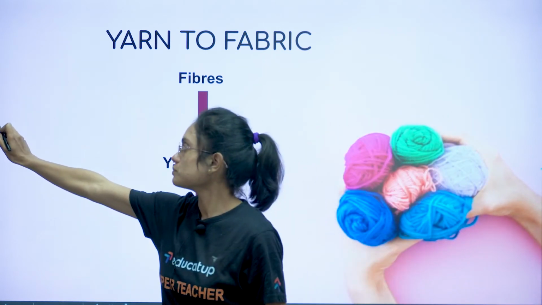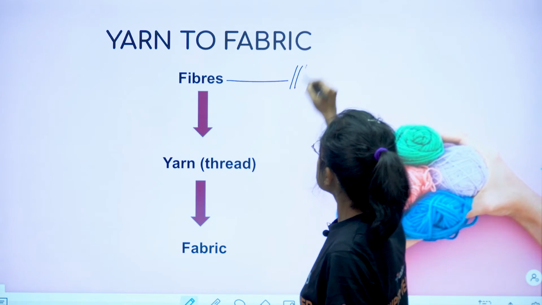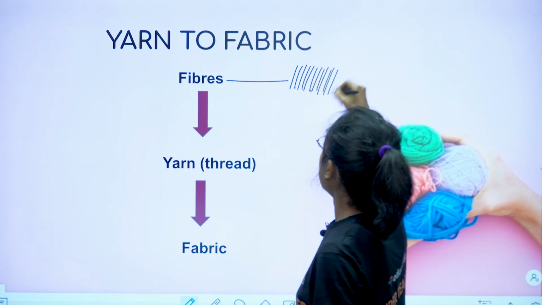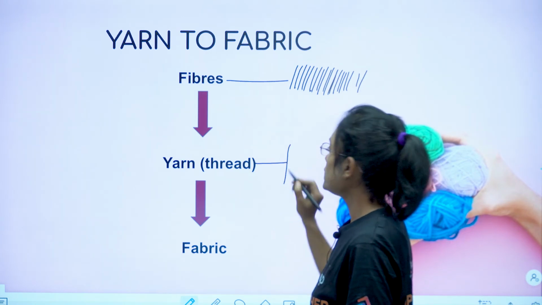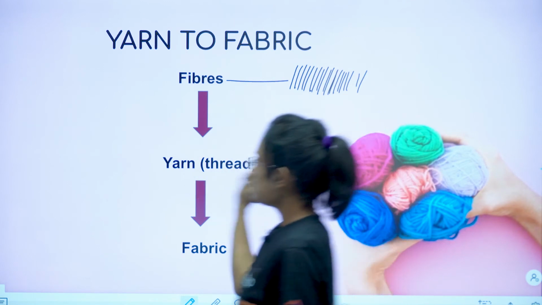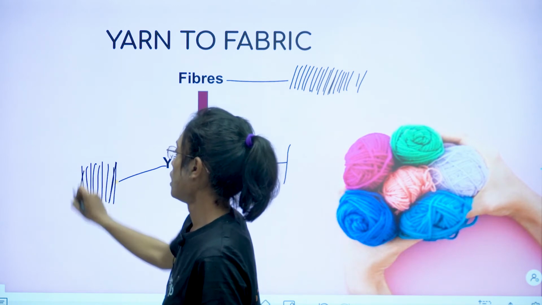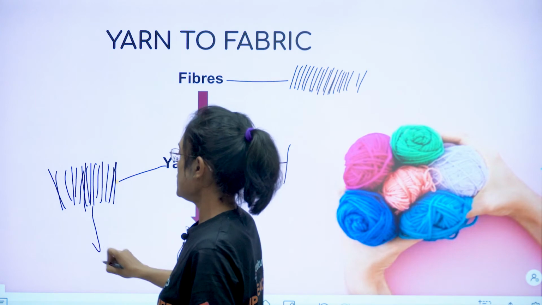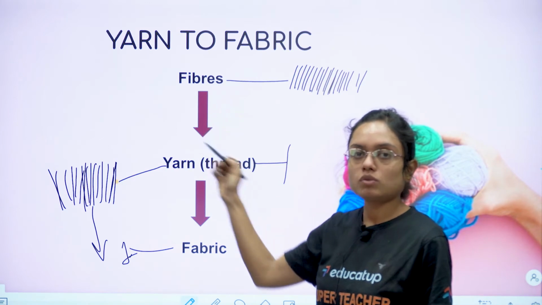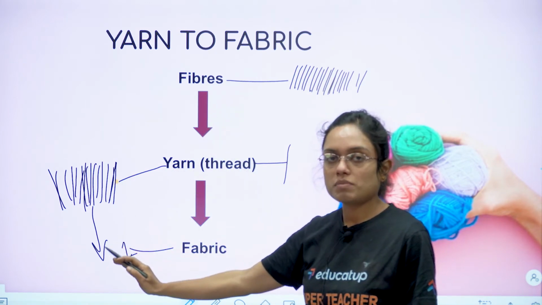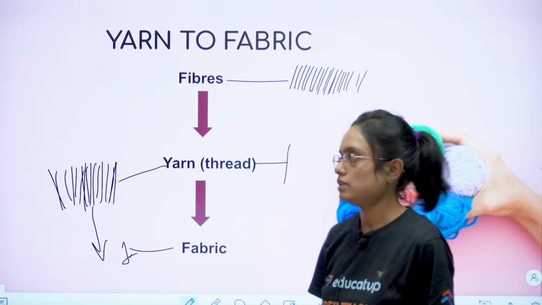It's like, see, fibers. So you have like this many fibers. These many fibers will combine to make one yarn or one thread. Then this kind of many threads, they will make this one fabric. So that is how many fibers will combine to make one thread, then many threads will be combined to make one fabric, and then from that fabric the clothing or garment is made.